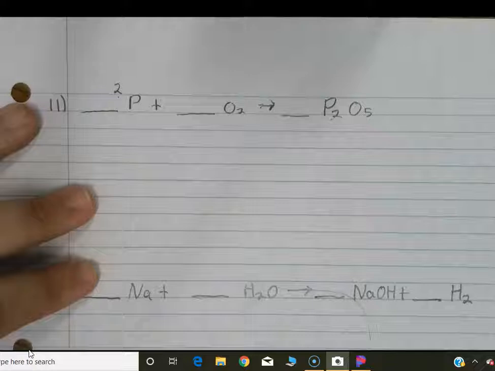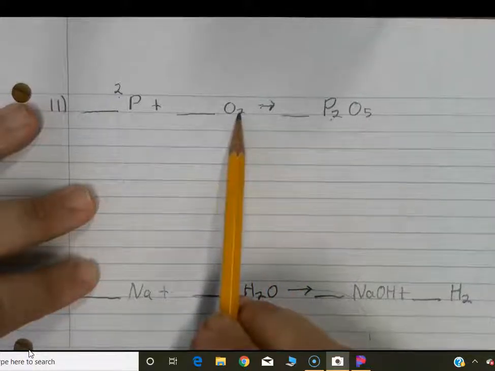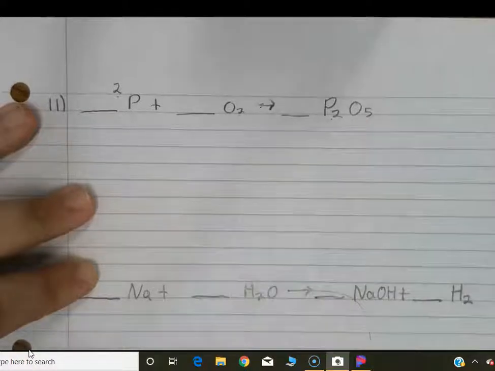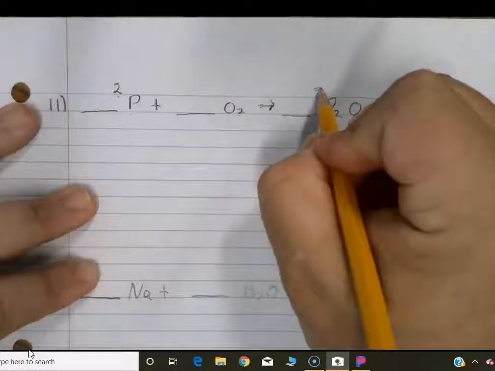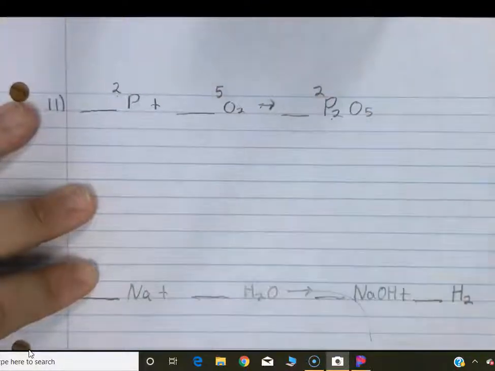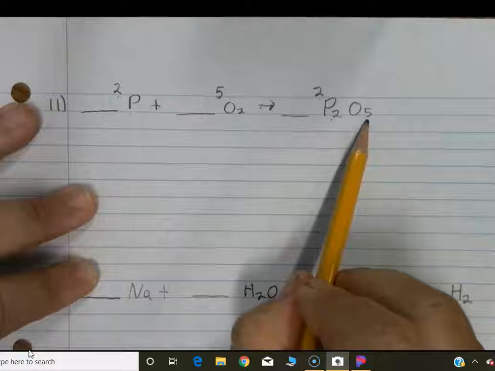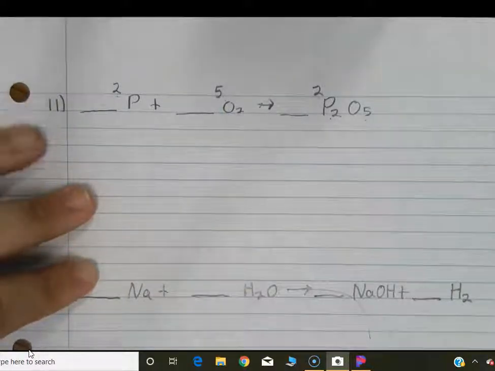Now oxygen. Well, the oxygen is out of balance. So I have a 2 here and a 5 here. So look for the least common multiple of that, and that's going to be a 10. 2 times 5 is 10. Those two numbers don't go into any number smaller than 10. So I'm going to put a 2 here, and I'm going to put a 5 here, because I need to make both of them multiply to 10. 2 times 5 is 10, and 5 times 2 is 10. So now oxygen is in balance.